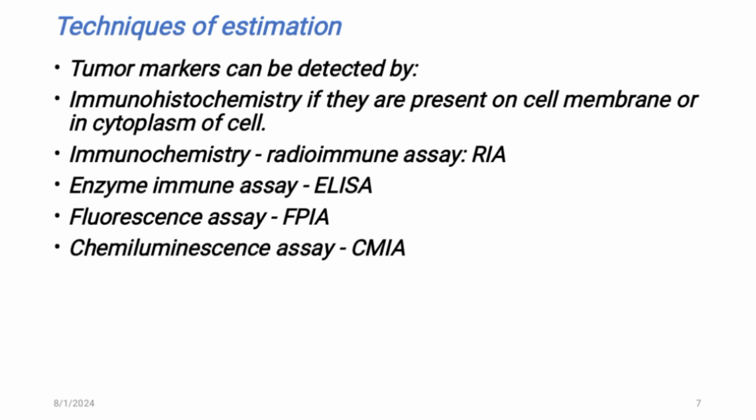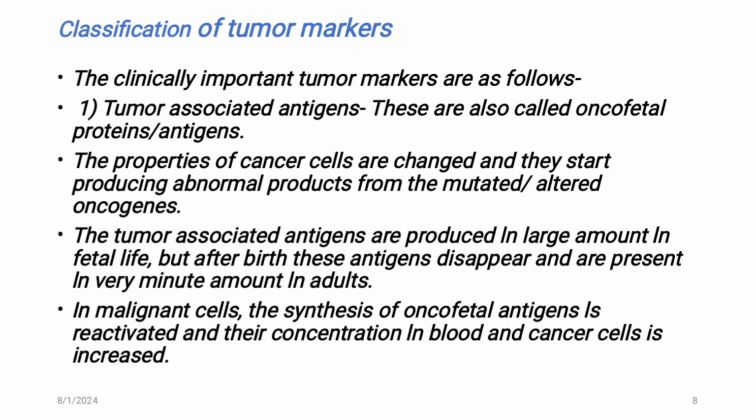The next one is classification of the tumor markers. Classification of the tumor markers is as follows. There are 7 classes of the tumor markers, and the first one is the tumor associated antigens. These are also called oncofetal antigens or proteins.